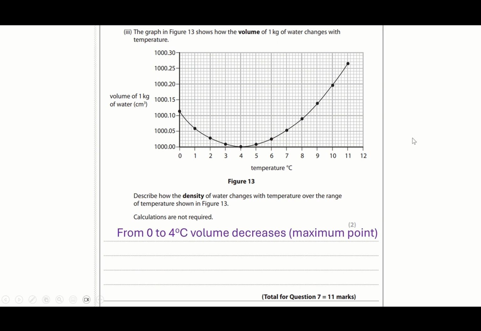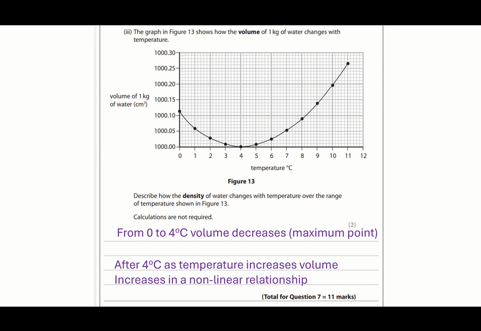It does something different after 4. Nice and easy. So from 0 to 4, the volume decreases. Then it gets to a maximum point. After 4, the temperature increases. As temperature increases, volume increases. And it is a non-linear relationship. And that's everything that I need for those 2 marks.